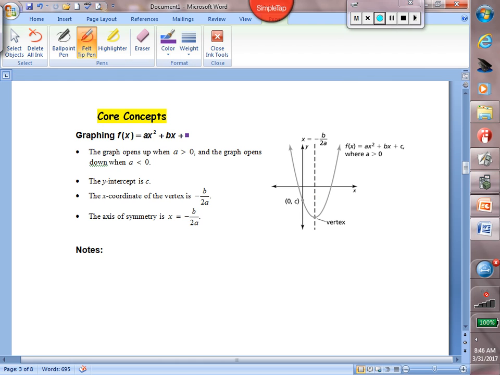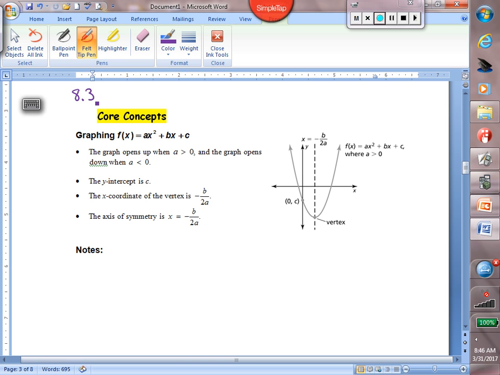Please open to page 257 in your student journal. In section 8.3, we are still going to be graphing our quadratic functions. Remember, quadratic means our highest exponent on the variable is a 2.